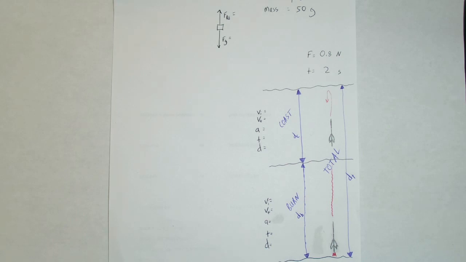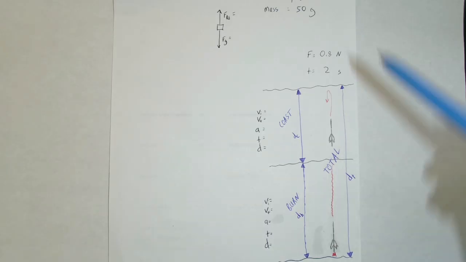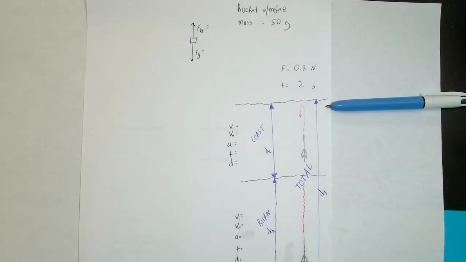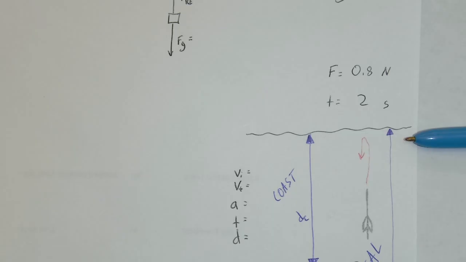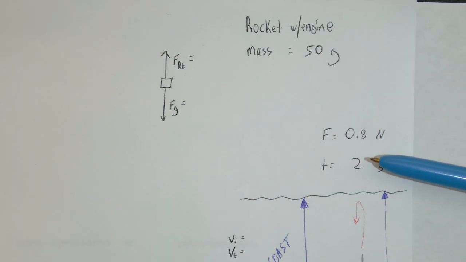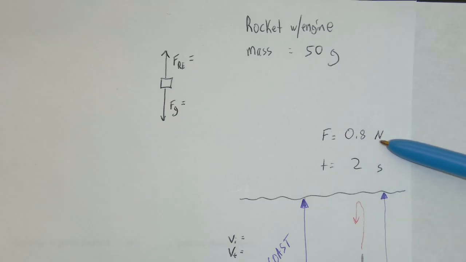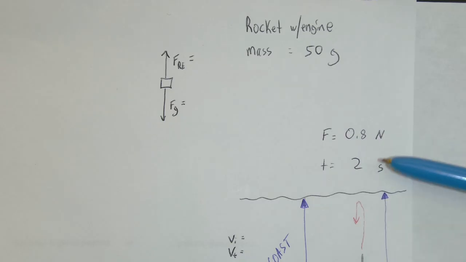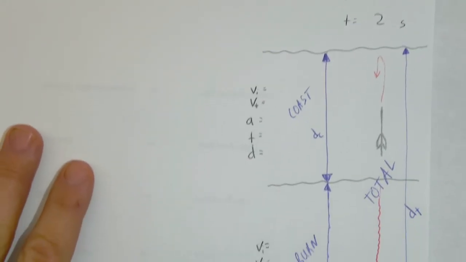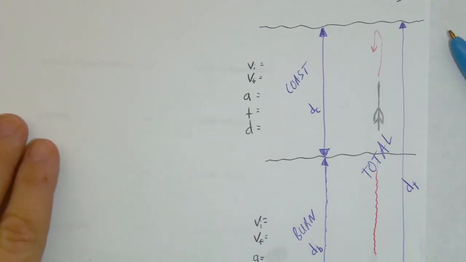So we're looking here at our rocket project, and we're going to make an assumption. I just made up these numbers here that we have a rocket with a mass of 50 grams with the engine in it, and that the force delivered by the rocket engine was 0.8 newtons over a time period of 2 seconds.